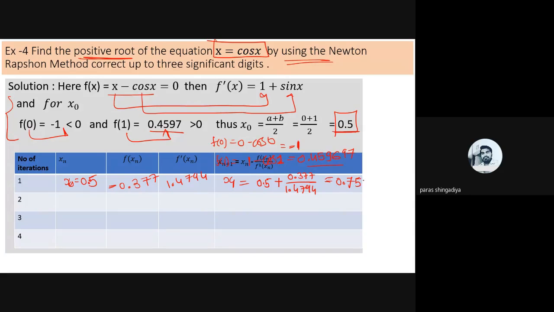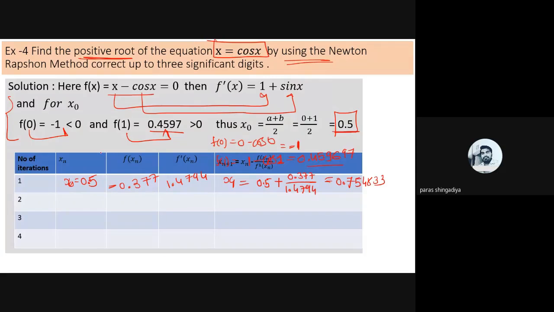So it will be 0.75 something you will get, 0.7548. Is it correct or not? Yes, Hassan got the right answer, 0.755. Okay, let me check my answer. Yes, sir, it's 0.754. Yes, that is the correct one, 0.7548. Is it correct or not? Yes, correct. Okay, good.